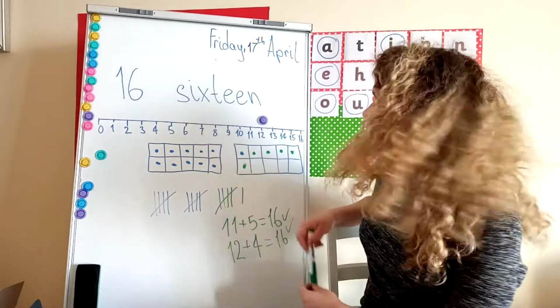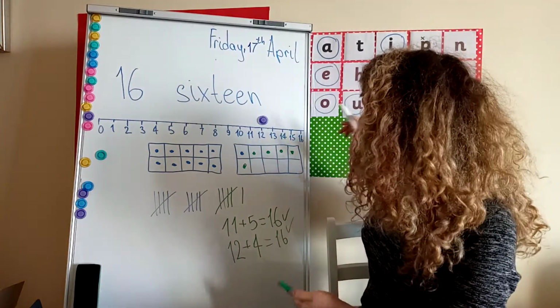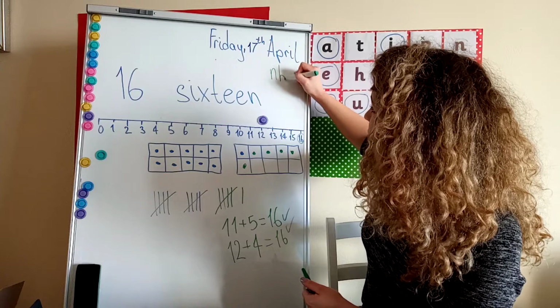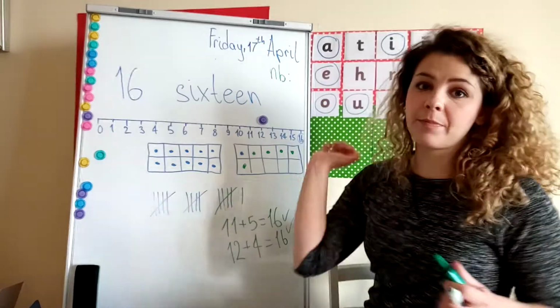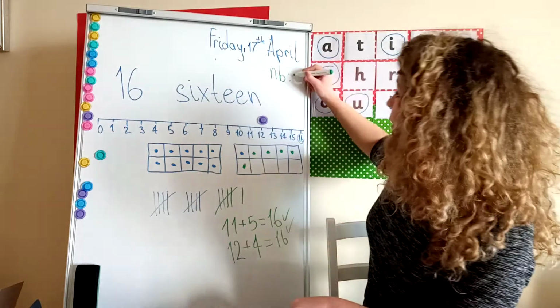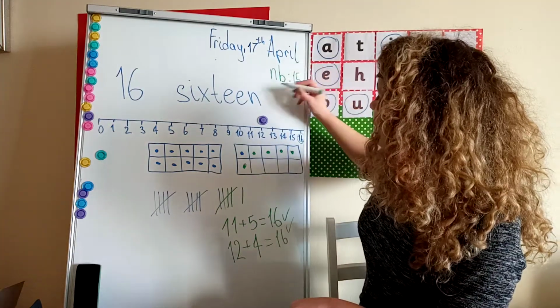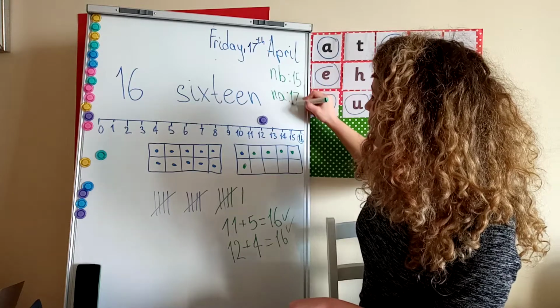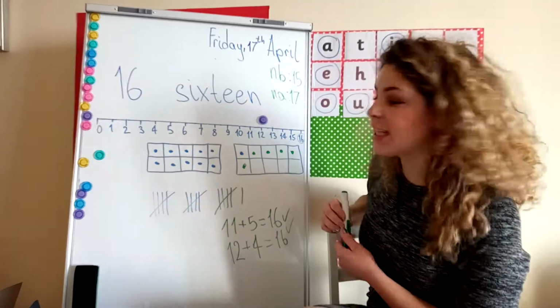Okay, so you have number 16 on the number line. We know that the number before it is 15. Now you can't see the number after here, but I think you all already know that that is number 17.